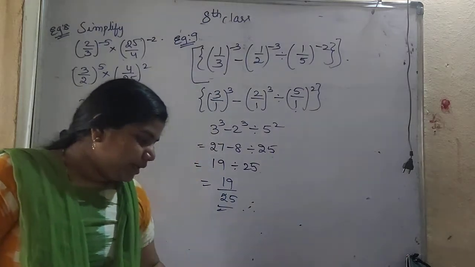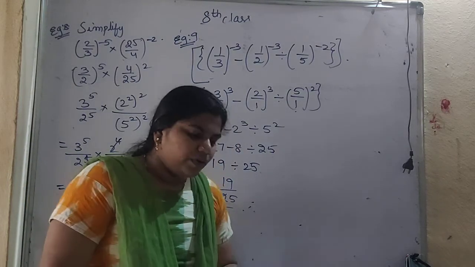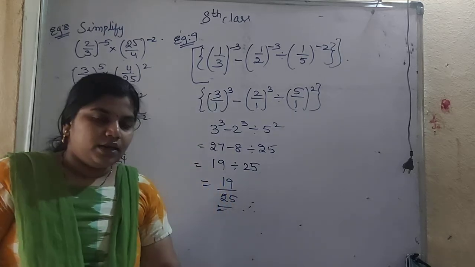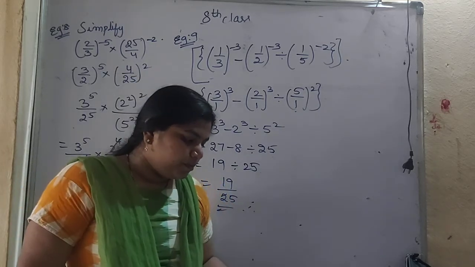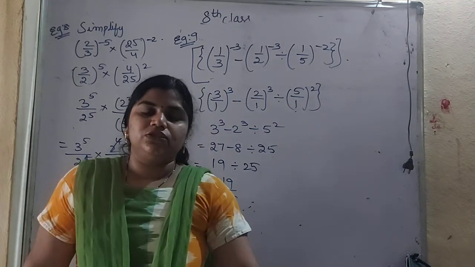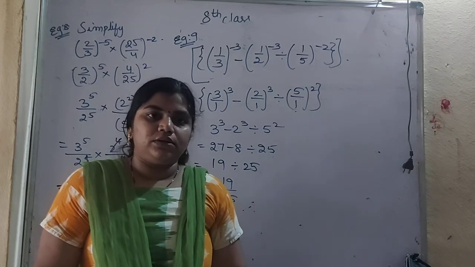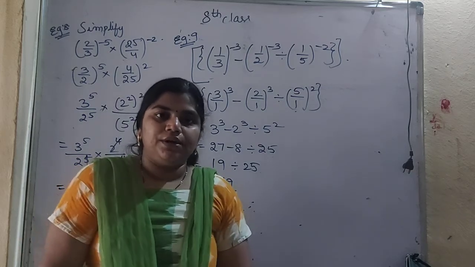Example 10 and 11, you try by yourself. You can do them, very easy problems. In the next class, I will start a new chapter. I think I will be starting quadrilaterals, construction of quadrilaterals. So be ready with your compass, protractor, and your geometry set. Thank you.